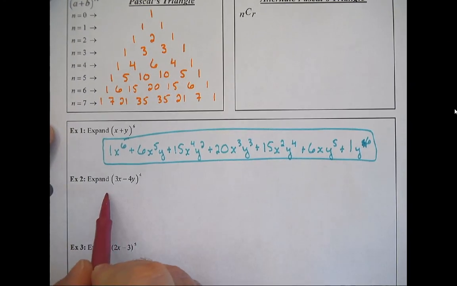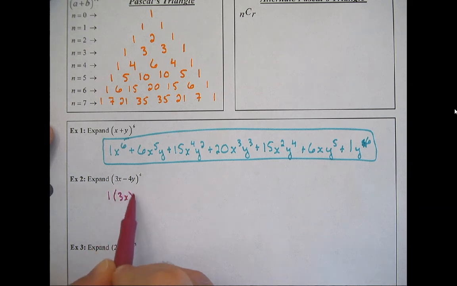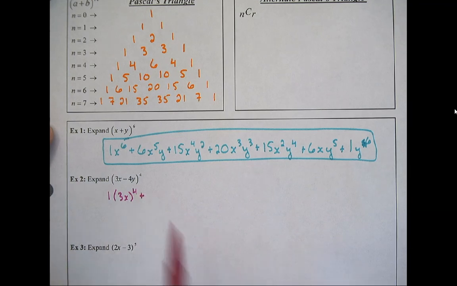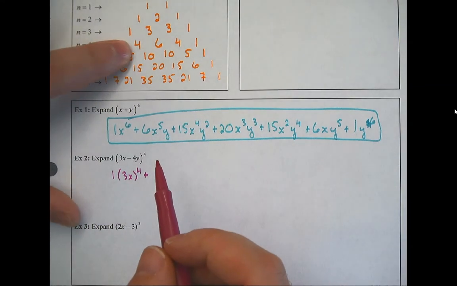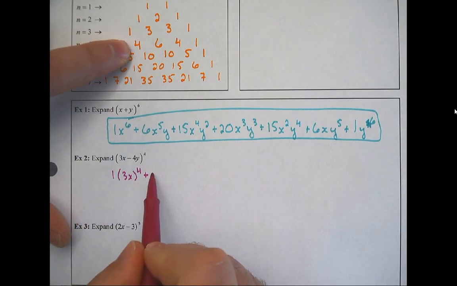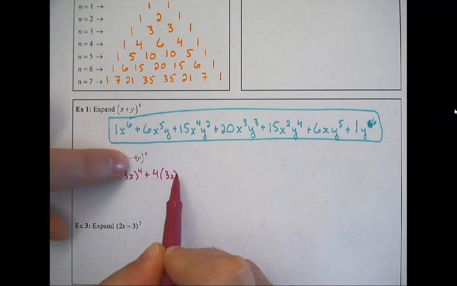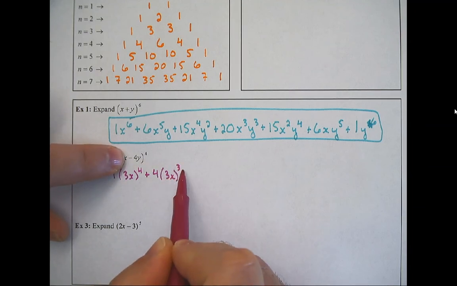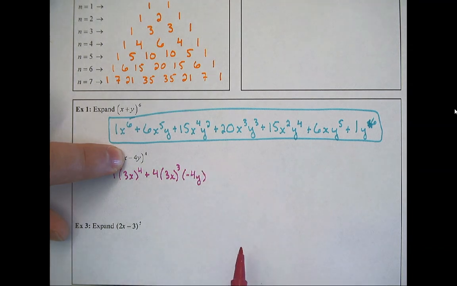So I'm going to have 1. Now the first term is going to get all 4 of them. The second term doesn't have any. It's always plus. Now at the end when we clean it up, it might not be plus, but that's okay. We'll deal with that when it comes to it. 1 and then 4. The first term, which is 3x, goes down by 1. That's 3. The second term, which is negative 4y, goes up by 1 to the first.